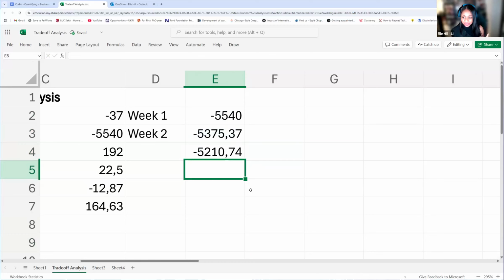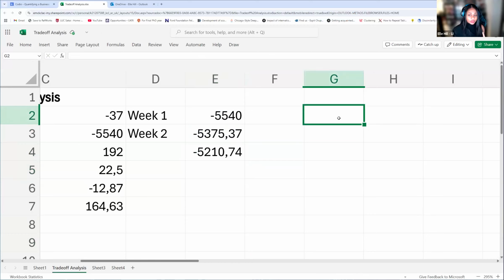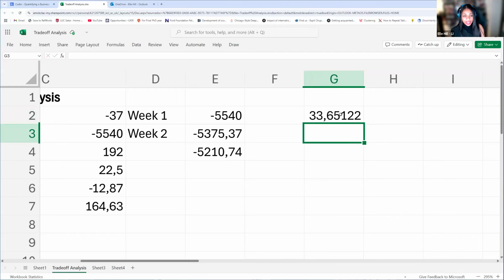The way that you figure this out is you take your machine cost, 5,540, and you divide it by 164.63. So with this, you get 33 point, I would round this up to 33.7. Why would I not say 33 is our break-even point instead of 34? Why would I not say 33 instead of 34?